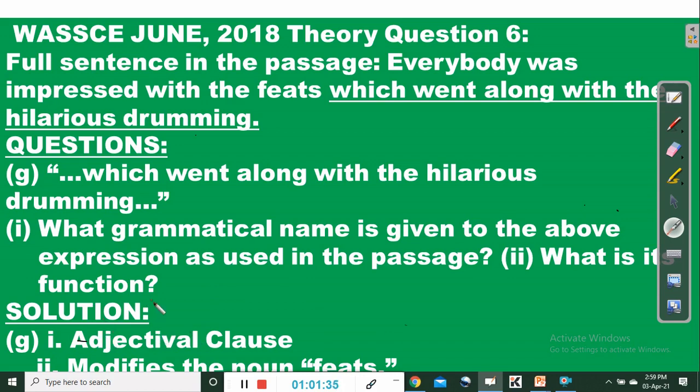Now let's look at how we are going to first find the grammatical name. What do we do at this stage? I want to pause a little bit and give you time to figure out the kind of principles we used in solving previous questions. I want you to try by yourself, using these grammatical principles, to figure out the grammatical name given to this underlined expression here. What do we do here?